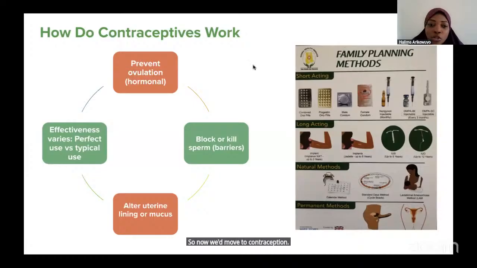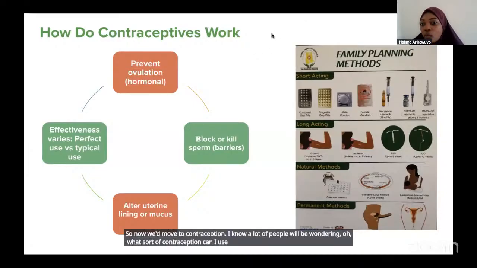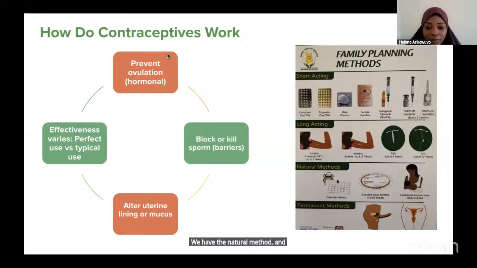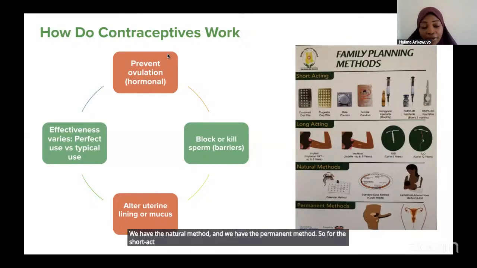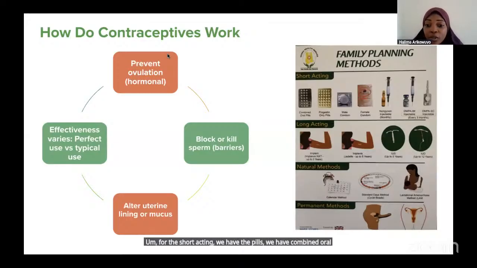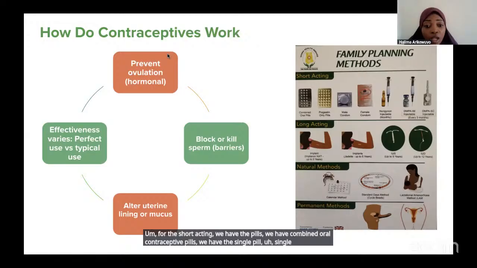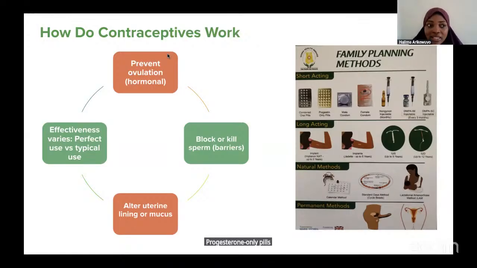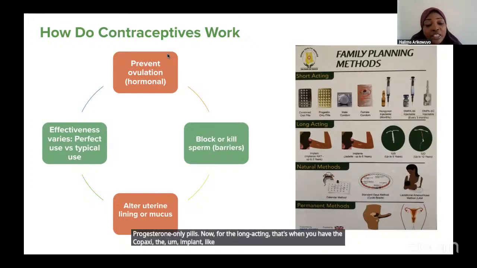I know a lot of people will be wondering, oh, what sort of contraception can I use? How does it work? So today I'm just going to briefly talk about it, because contraception is quite voluminous. So basically, we have the barrier methods, we have the short-acting methods, we have the long-acting ones, we have the natural method, and we have the permanent method. So for the short-acting and barrier method, obviously barrier from the words, you can use condoms. For the short-acting, we have the pills, we have combined oral contraceptive pills, we have the single pill, progesterone only pills. Now, for the long acting, that's when you have the copper T, the implanon, like the ones that are fitted in the arm.